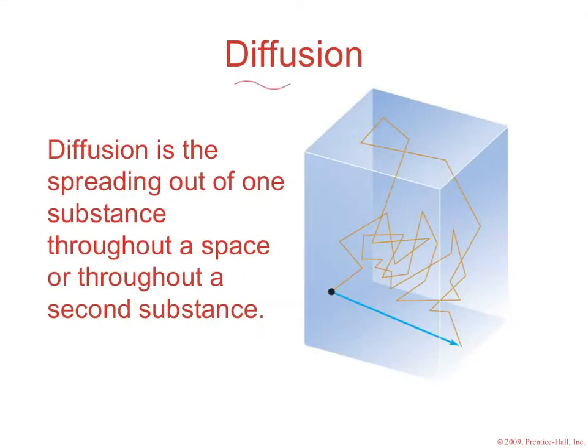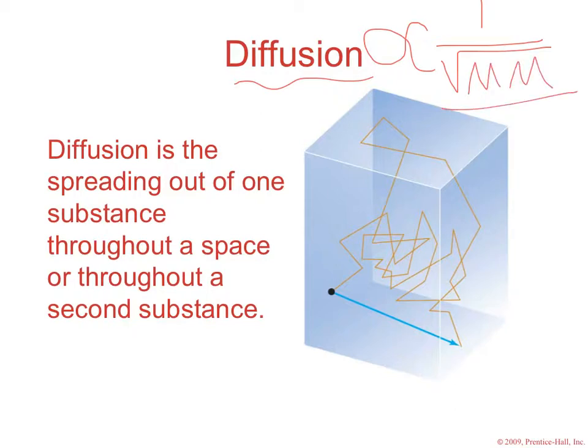All right, diffusion, which is different than effusion, follows the same relationship, and that is the rate of diffusion is inversely proportional to the square root of the molar mass of the gas molecule. So it follows the same law, but it's important to understand it's a different process. Diffusion is not through a tiny hole. It's a general spreading out of a gas through space.